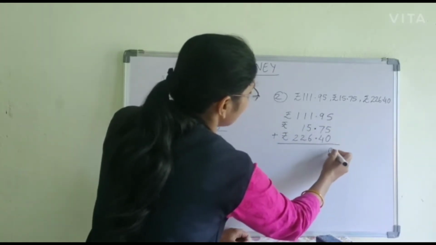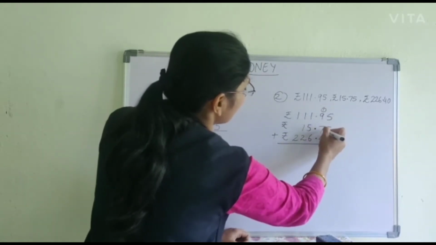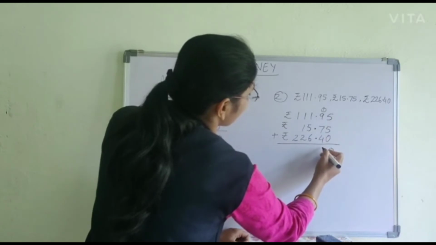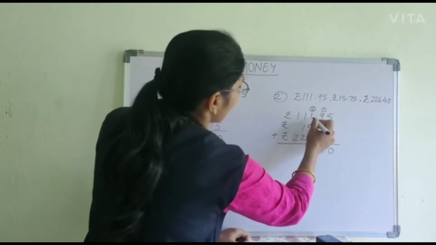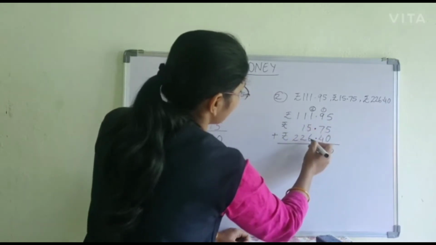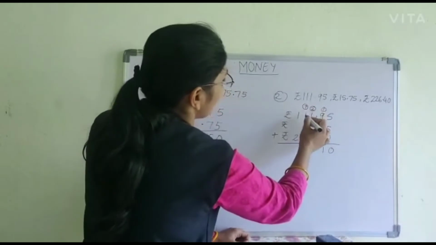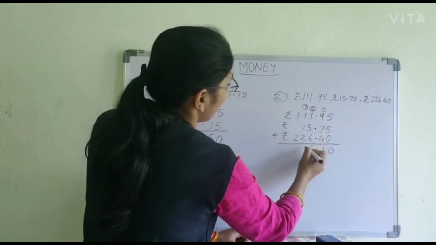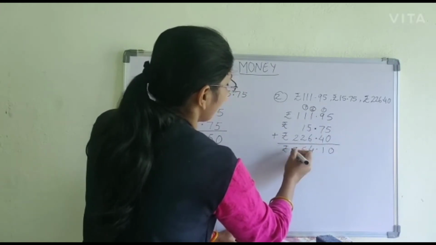Now add these rupees. 5 plus 5 is 10, 0, carry 1. 9 and 1 is 10. 7 and 7 is 17 and 4 is 21. So 1 carry 2. Then 2 and 1 is 3, 3 and 5 is 8, and 8 and 6 is 14. Again 1 carry. 1, 2, 3 and 5. Now 1 plus 2 is 3. So this is addition.